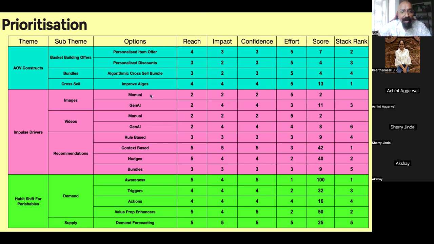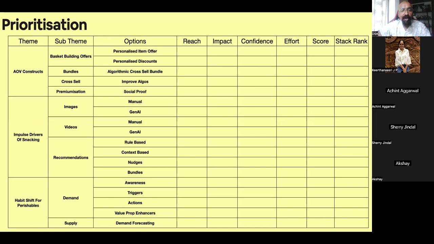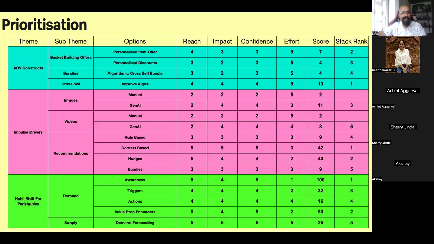I've removed premiumization. Why did I remove premiumization? And in that, if you notice, the option was social proof. So someone also, I think, mentioned social proof. So why do you think I removed social proof? We spent about a minute on this. Anyone has any thoughts? Why did I remove it?